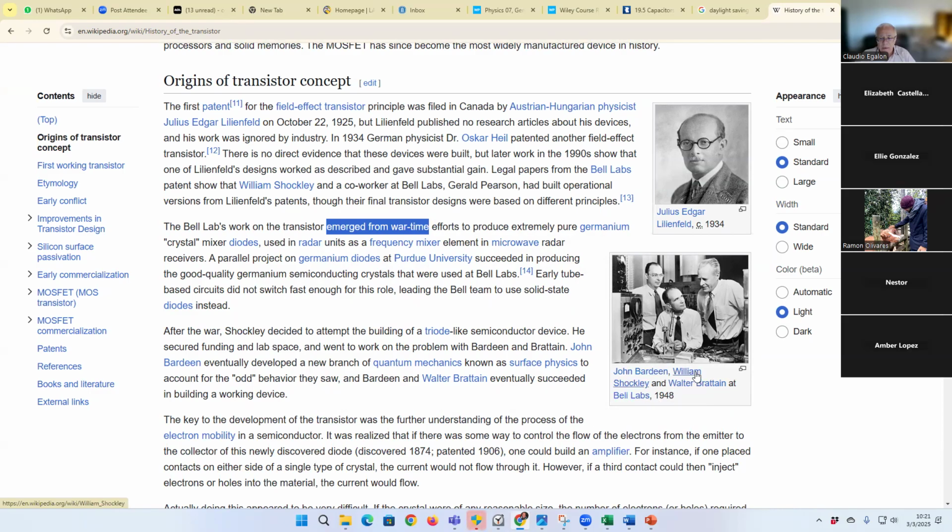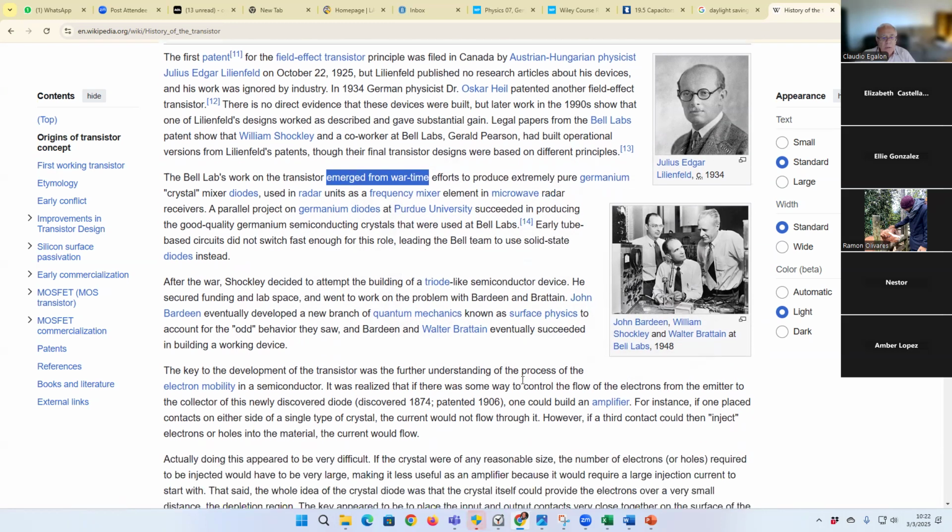Bell Labs doesn't exist anymore, unfortunately. Actually, to be more precise, Bell Labs was bought by Nokia. But they got all sorts of Nobel Prizes, Bell Labs. One of them is the transistor. And if I were Lilienfeld, I would have sued those guys. I have my patent, you know?